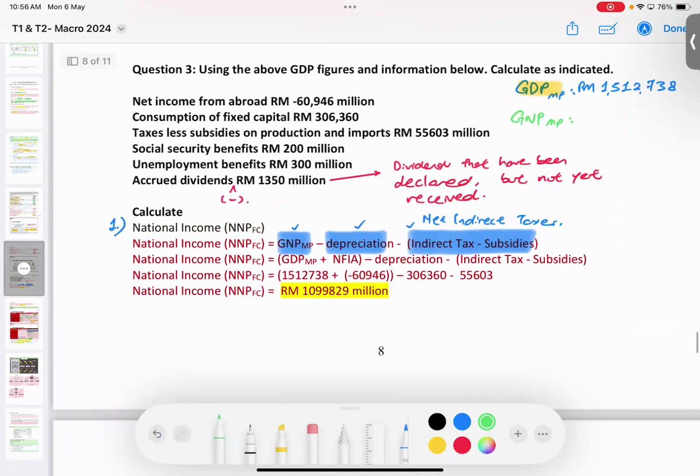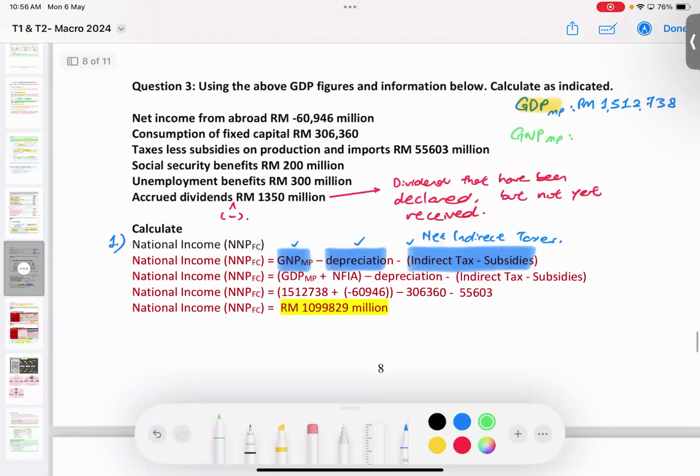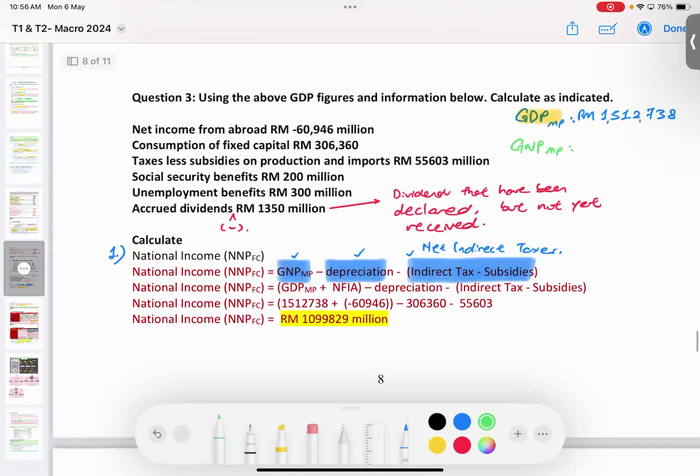national. So we add on what? Net factor income. Correct. So therefore, you can see that here, I write the formula here. GDP plus net factor income abroad. So this GDP plus the net factor income abroad.